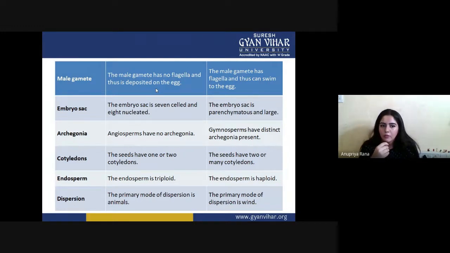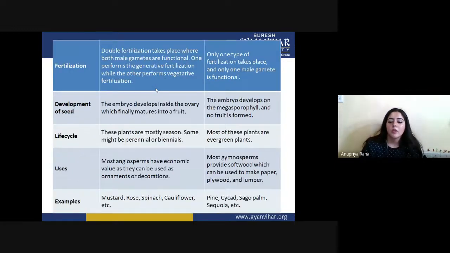Now the dispersion: the primary mode of dispersion in angiosperms is by animals, because they are attractive plants, so the animals can come to them. But in the case of gymnosperms, the primary mode of dispersion is by wind, because they are not that attractive, so it has to be done by other processes. Double fertilization has to be present inside the angiospermic plant, but single and normal fertilization takes place inside the gymnosperm.